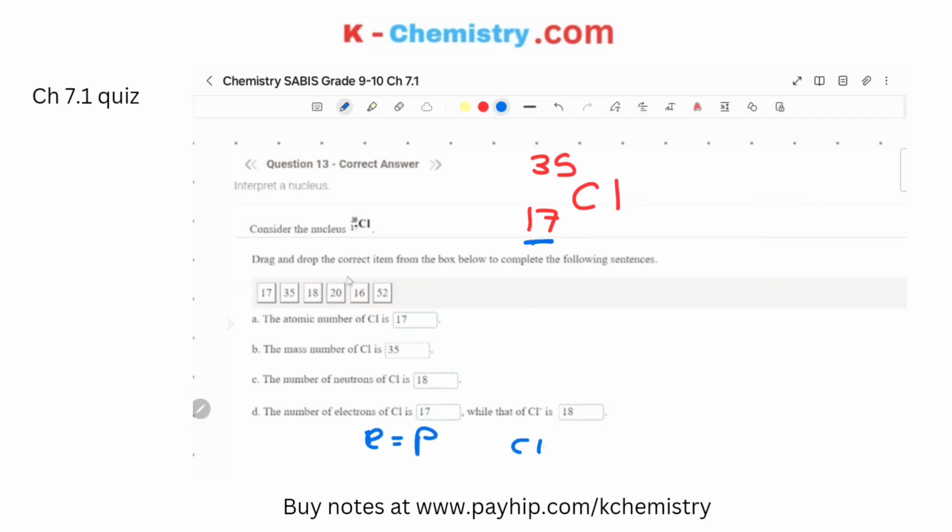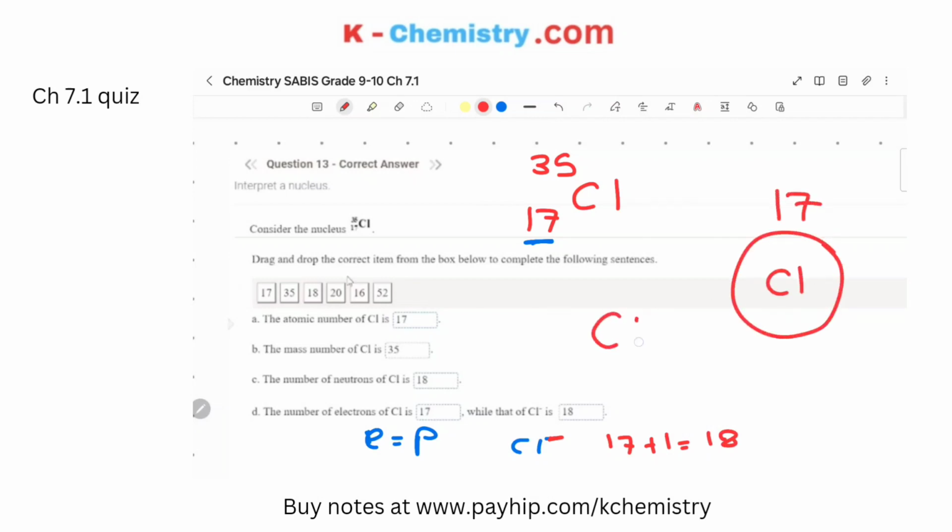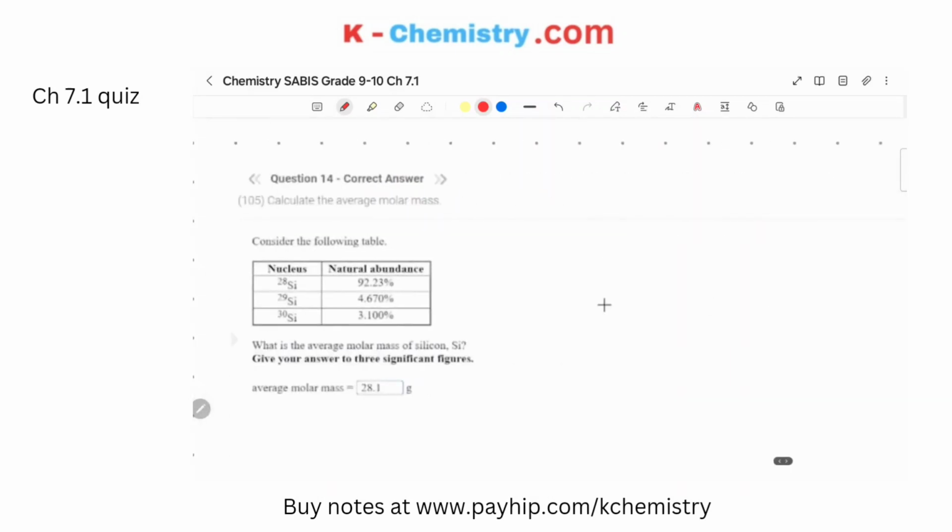What if he said Cl minus? Now it's negative. We said when we have negative, we add the electrons. So we added 1. Why did we add 1? Because Cl minus 1, not minus 2 or minus 3. So 17 plus 1 is equal to 18 electrons. So this one, Cl, has 17 electrons around it. But if you made Cl minus, you now have 1 extra electron added, that will be 18 electrons, not 17. Let's see how we can find the average molar mass from natural abundance.